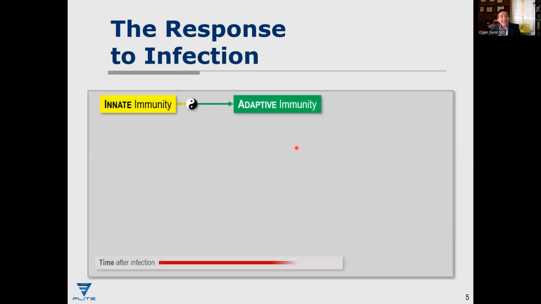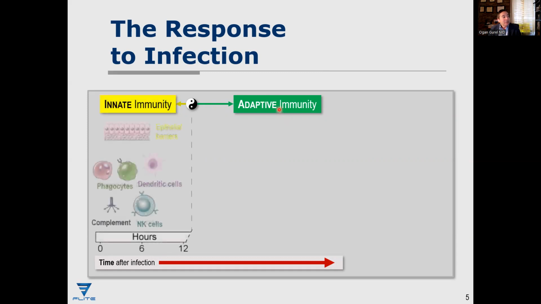So the response to infection has two parts. There's innate immunity, as many of you are familiar with, and adaptive immunity, with innate immunity happening soon after the infection, and adaptive immunity, which is specific for certain pathogens, developing after that. So the epithelial barriers serve as part of the innate immunity, as well as macrophages, other phagocytes, dendritic cells, which we will talk about, NK cells, and complement. And this happens in a matter of minutes to hours.